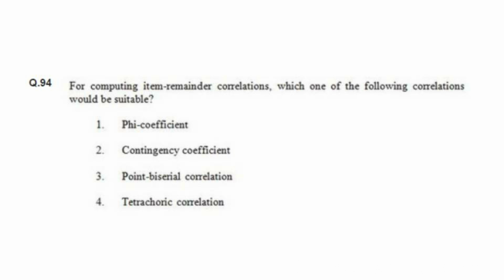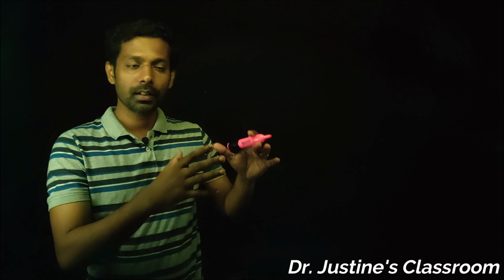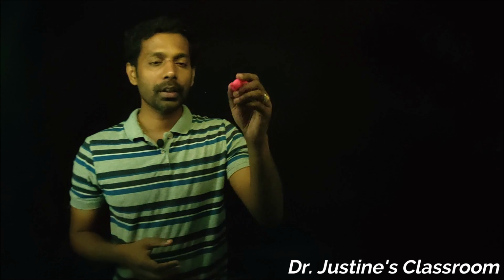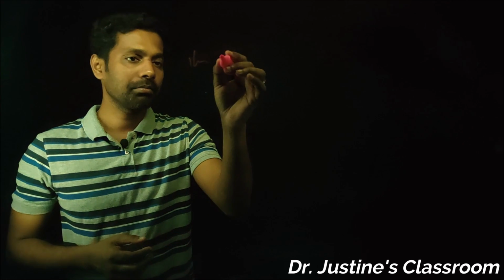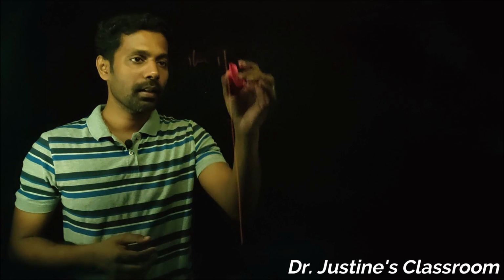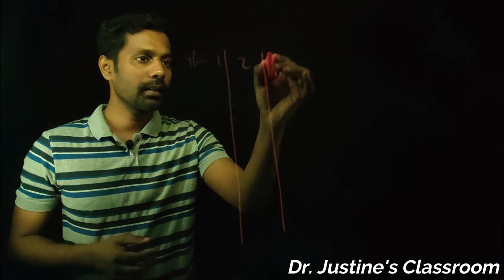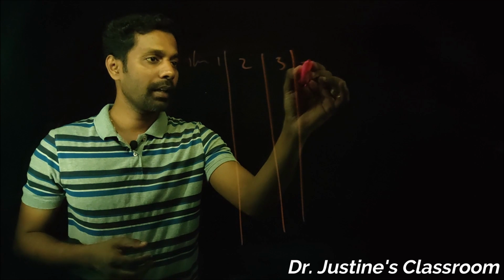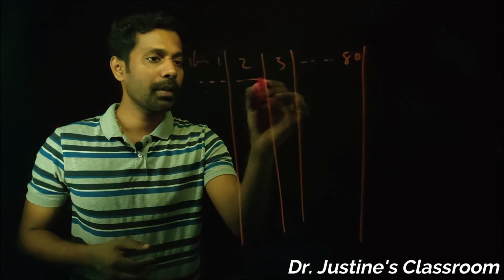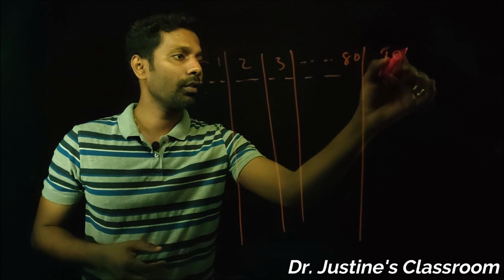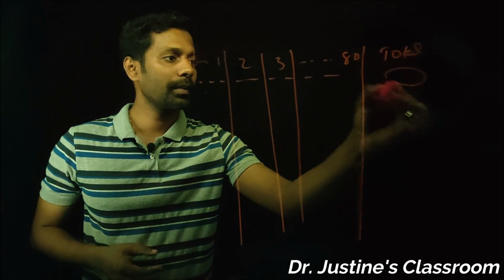For computing item remainder correlation, which one of the following correlations would be suitable? Now try to imagine a possible data structure. So you have 80 items here, something like item 1, 2, and 3, like that. You will have 80 items and you will add them up for one person, you will get a total score here, and this must be the total.